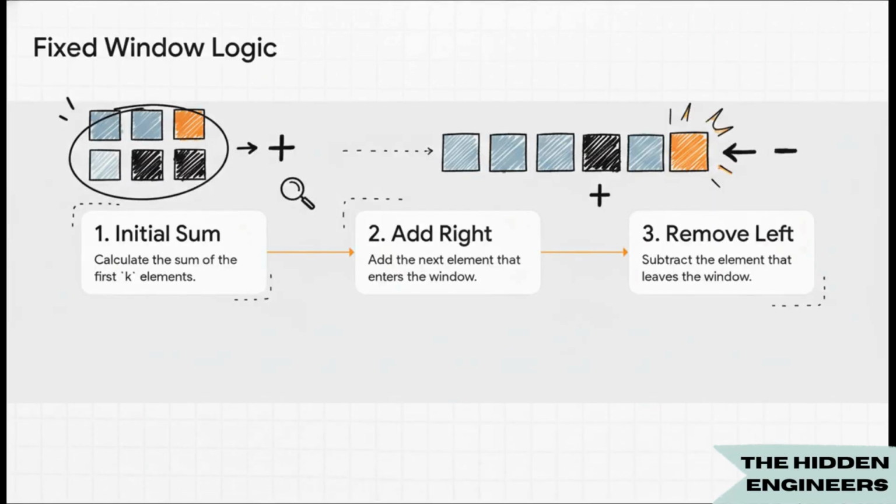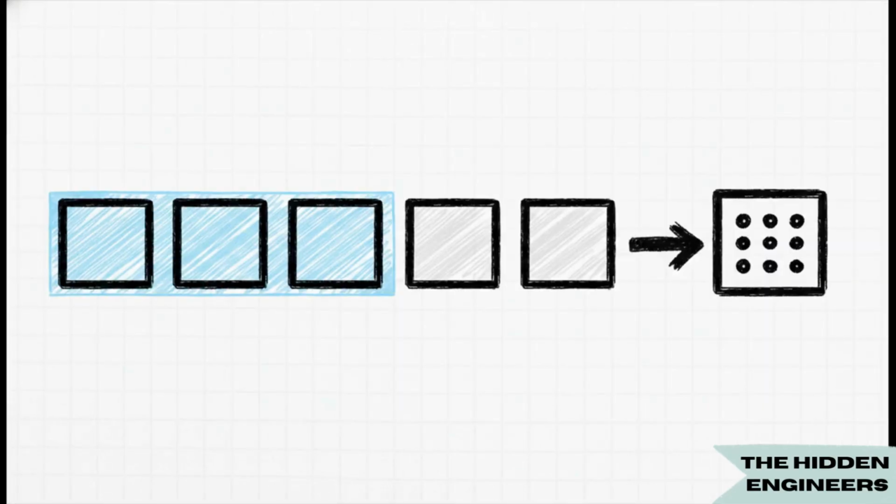And the logic? It's actually super simple, which is why it's so cool. First, you just add up the numbers in your very first window. Then, to slide, all you do is add the new number that's coming in on the right and subtract the old one that's falling off on the left. That's it. Okay, let's walk through this real quick.